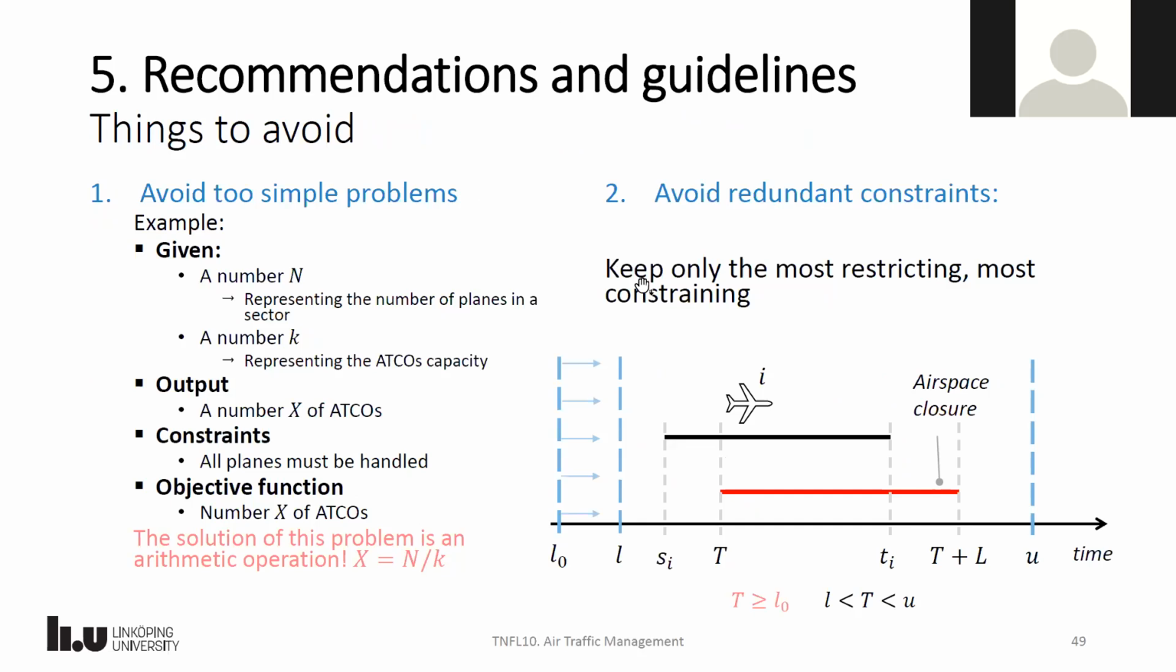And you should keep only the constraints that are more restricting. For example, in the example that we had before, imagine that we had this other restriction over here, that t must be larger or equal than a given lower value of L sub 0. So imagine that we have this constraint. Well, if L sub 0 is lower than L, then this constraint does not restrict anything. The problem doesn't change, so it doesn't make sense to include it.